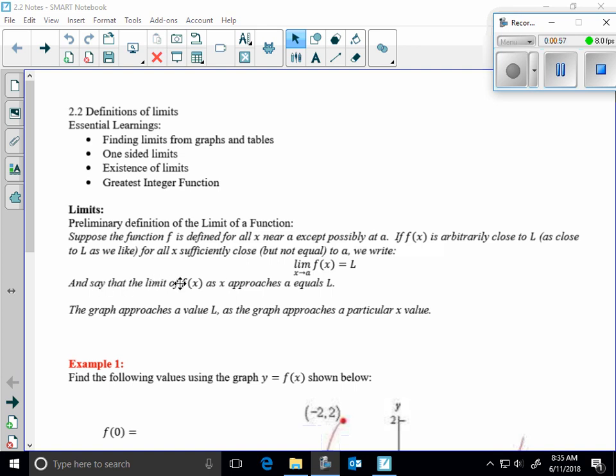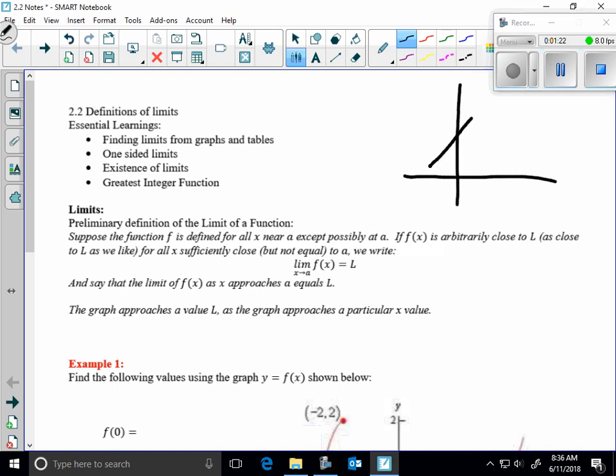Say that the limit of f of x as x approaches a equals L. This is how we would verbally describe this notation right here. The graph approaches a value L as the graph approaches a particular x value. So let me just sketch something for you. It's wordy, but it has a very simple meaning when you see it on a graph.